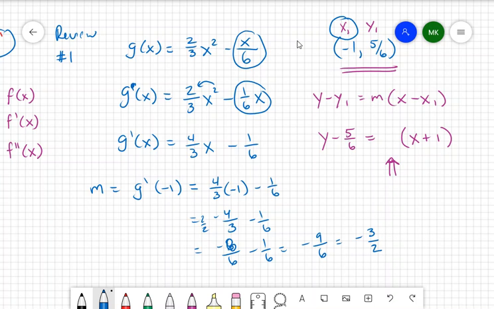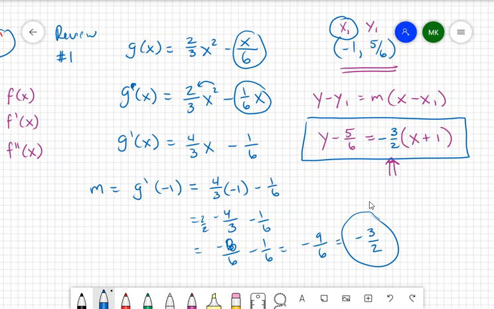And remember, that's all that work over there was just to find this one last missing piece. The slope of the tangent is negative 3 over 2. And this is my final answer there. And that's a good review of how to find the equation of a tangent line. We need the slope, which is most of the work. Most of the work is taking the derivative, plugging in x, finding the slope.